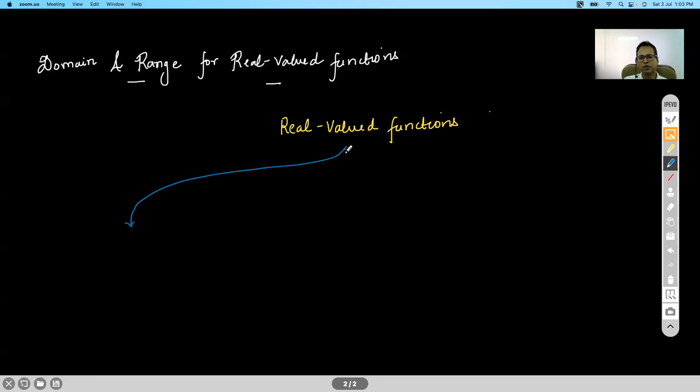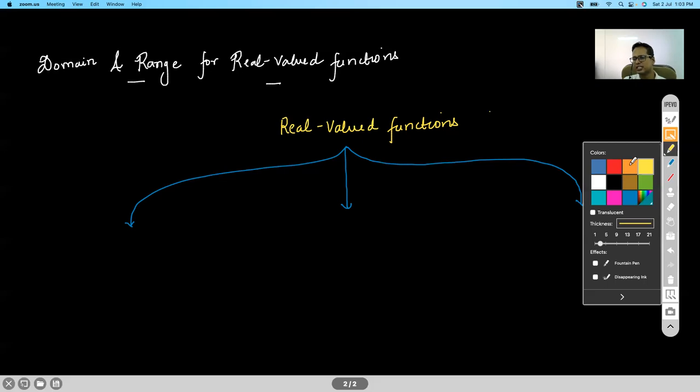Fine. So what are the functions that we are going to address under real valued functions? We are going to talk about majorly three types of functions. Okay. So this is for your entire class 11th and 12th. So mostly your functions will lie in these categories only. So what are they? So first we'll talk about the algebraic functions. Okay. So what are we going to cover under algebraic functions? Under algebraic functions, we are going to cover polynomials.